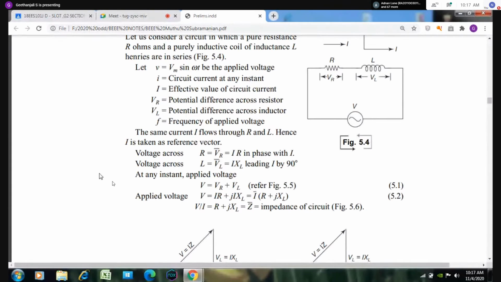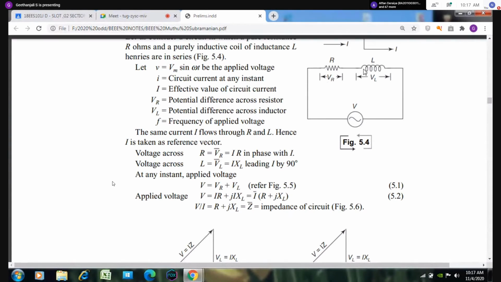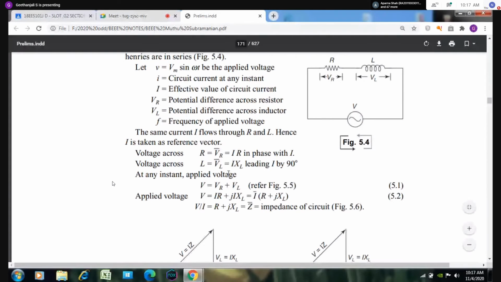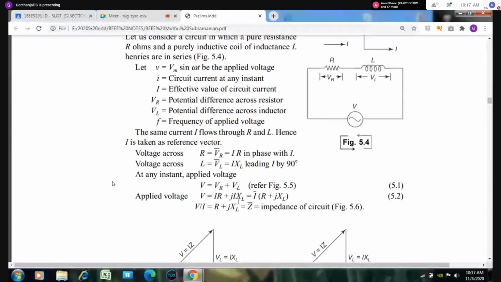Now you tell me, the supply voltage is equal to the voltage across the resistor plus the voltage across the inductor. So V is equal to VR plus VL. We know the individual expressions for VR and VL, so you substitute: V is equal to IR plus j IXL.